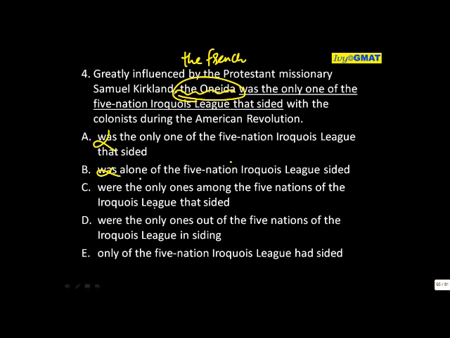The English are hardworking or the English is hardworking? What would you say? You can't say the English is hardworking. The English means all English people. So let's see now. A and B are not possible. We will keep C because there is nothing wrong with it, and we'll come back to this. Were the only ones out of the 5 nations of the Iroquois League in siding? This is a wrong idiom.